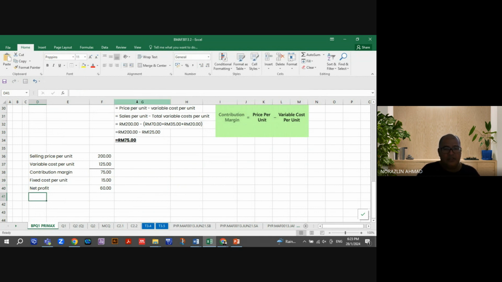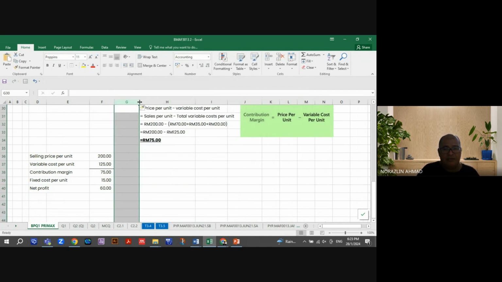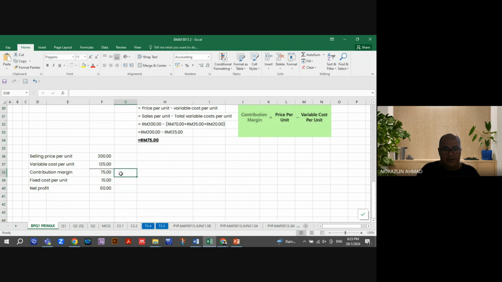Okay. So contribution margin by percentage. 75, you divide by 200, you get 38%. This one is 100%. This one is variable cost divided by sale, and this one you also divide by sale. You get the percentage.